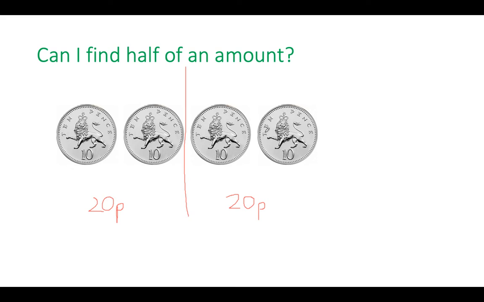How much did we start with? We started with 10, 20, 30, 40p. Okay, so we had 40p, and we found what half is, and half of 40p is 20p.